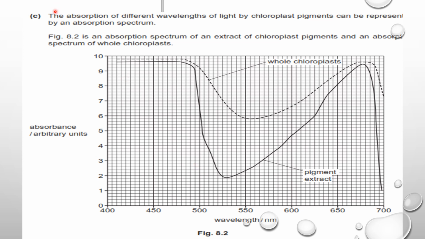It says the absorption of different wavelengths of light by chloroplast pigment can be represented by an absorption spectrum. This is an absorption spectrum, a graph of absorbance against wavelength. So Fig 8.1 is an absorption spectrum of an extract of chloroplast pigment, and an absorption spectrum of whole chloroplast. This whole chloroplast contains all the photosynthetic pigments. This contains only some of them, maybe one.